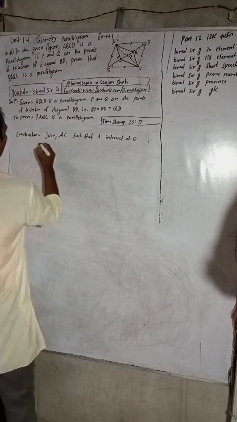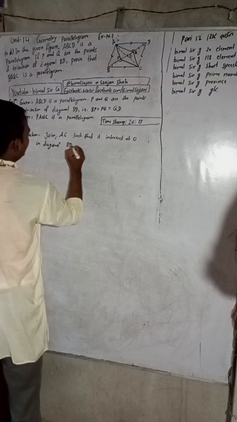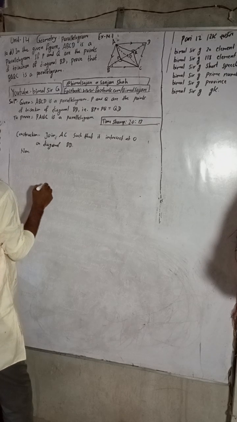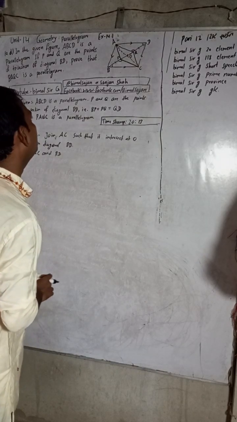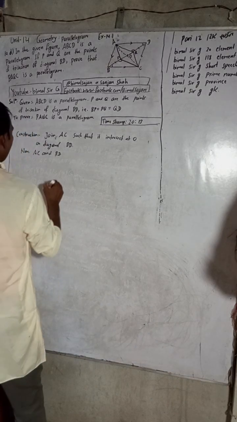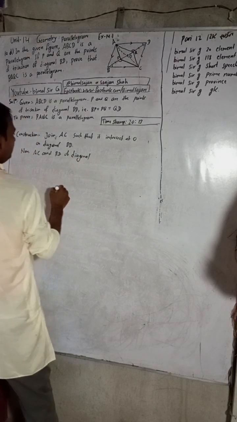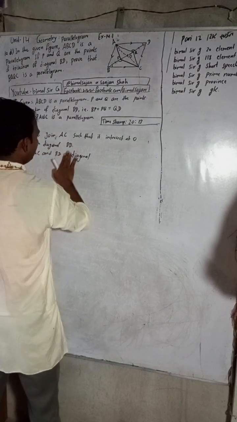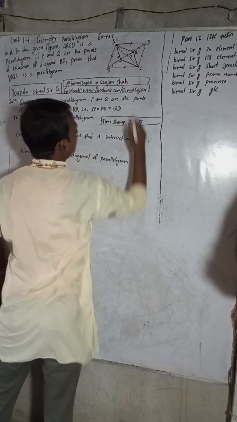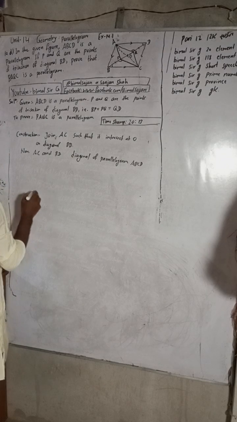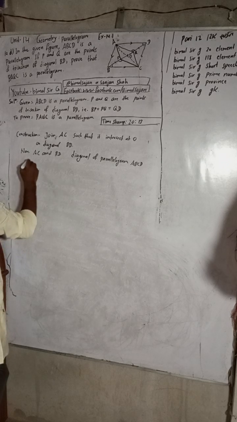On diagonal BD. Now AC and BD intersect each other at O. Now AC and BD are diagonals of parallelogram ABCD, and they bisect each other.